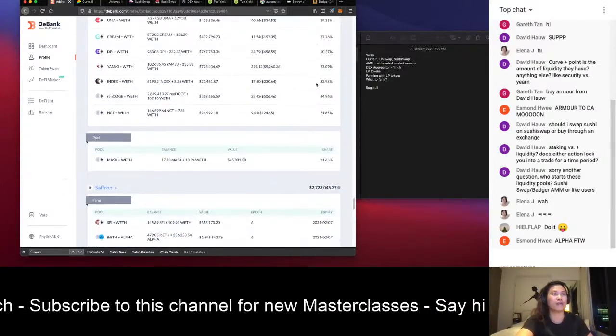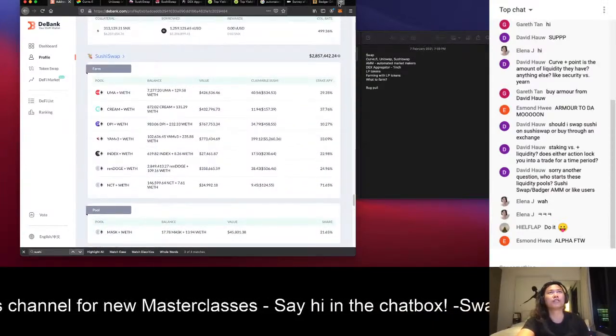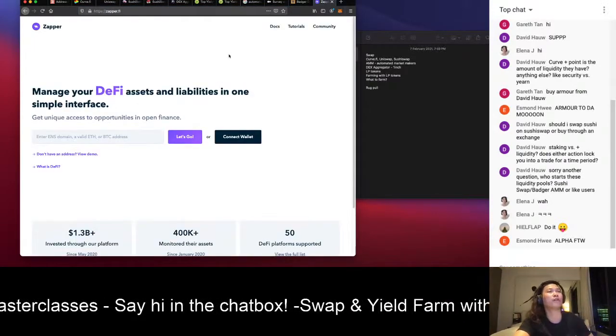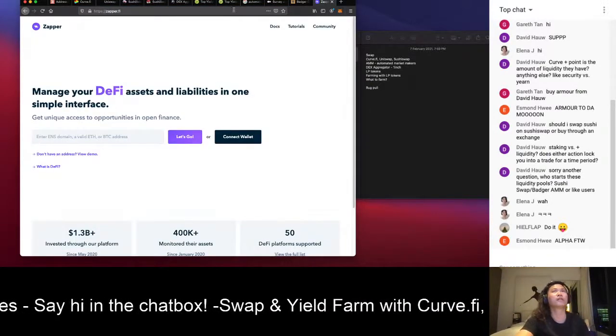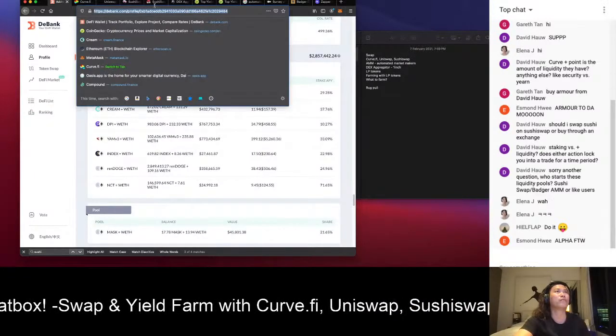So just be aware of it, and that's how you be aware of it, the bank. Another website that's really good is called Zapper, Zapper.fi. Same idea, right? Let me copy my demo.